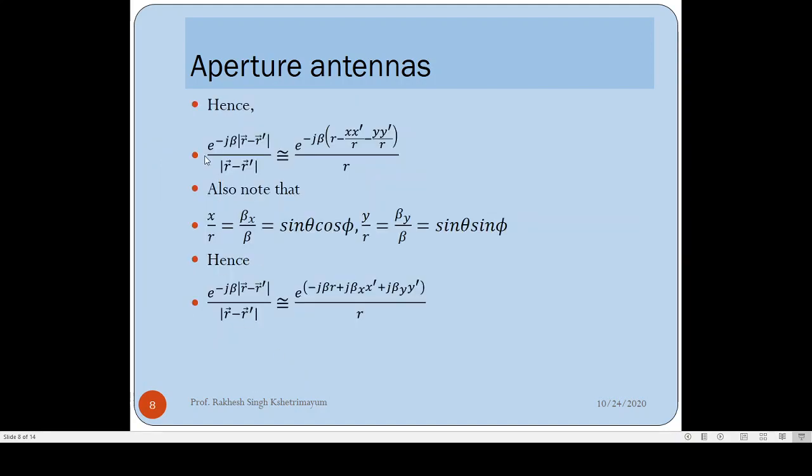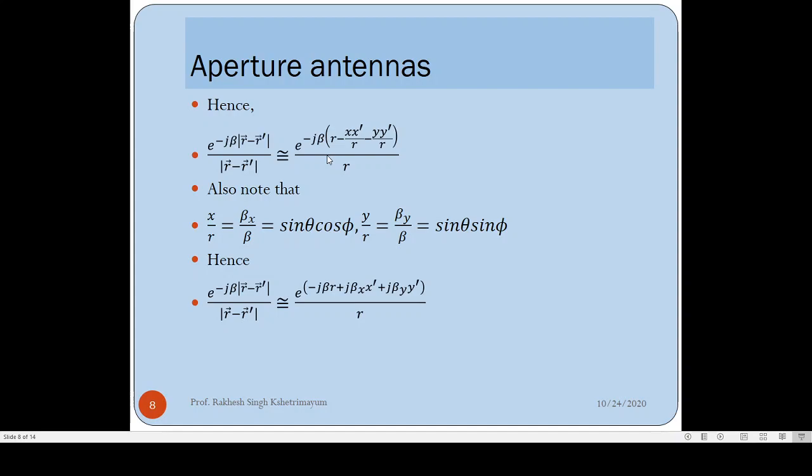So now the phase term exponential minus j beta times r minus r dash can be replaced by exponential minus j beta r minus x dash by r minus y dash by r. The next order term we can neglect because we are in the far field. The amplitude can be replaced by r. So this is the expression you can use for exponential minus j beta times r minus r dash divided by r minus r dash in the far field of the antenna.